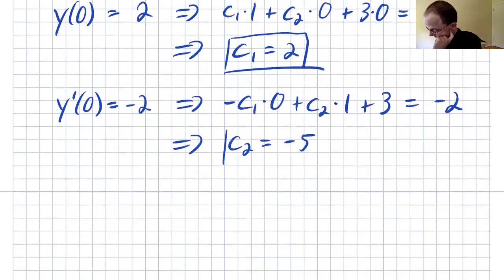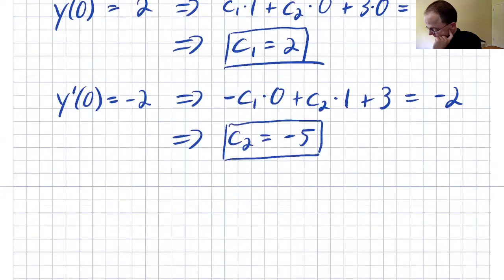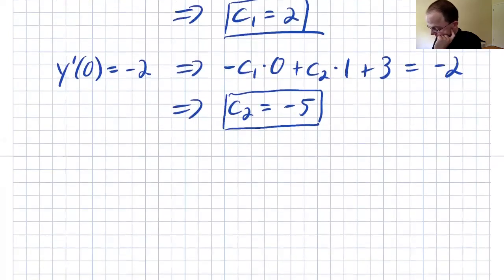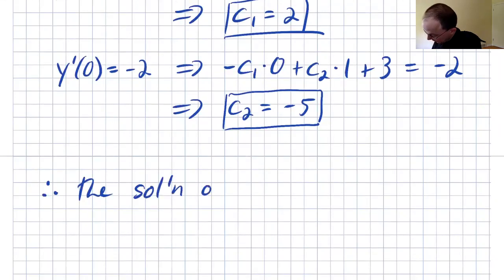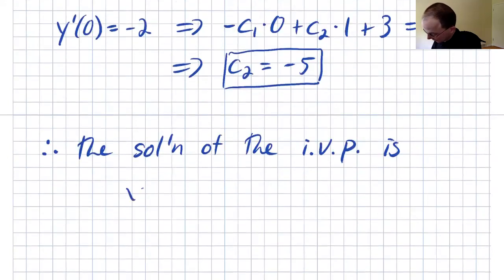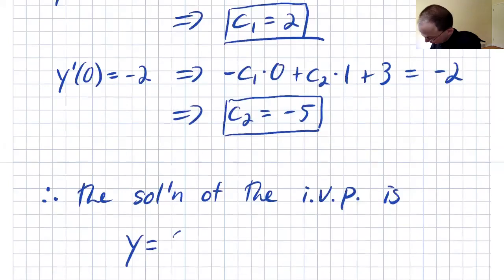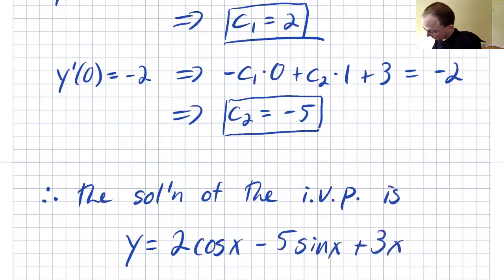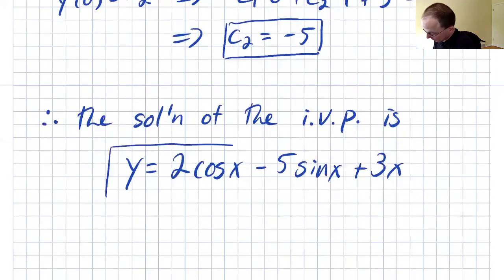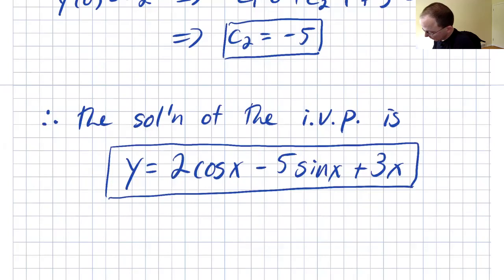Okay. So therefore, the solution of the initial value problem is y equals 2 cosine x minus 5 sine x plus 3x. Okay, so hopefully that makes sense.